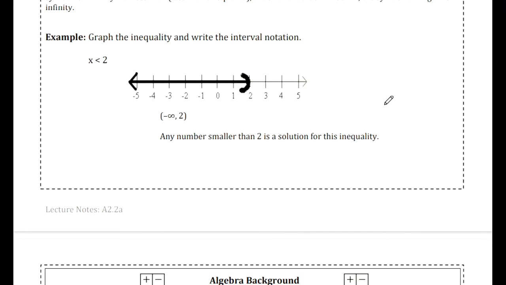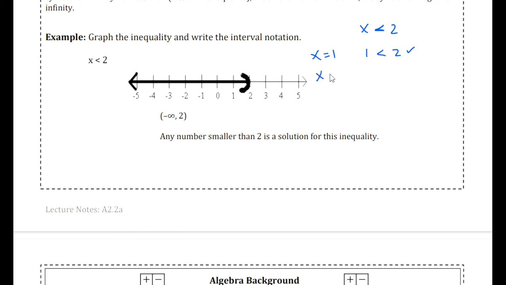Let's say we have the inequality x less than 2. There are a lot of solutions to this inequality. A solution is a number that you can put in for the variable that results in a true statement. For example, let's say we put in x equals 1. So if I put in 1 for x, we get a true statement. 1 is less than 2. So 1 is a solution to the inequality.